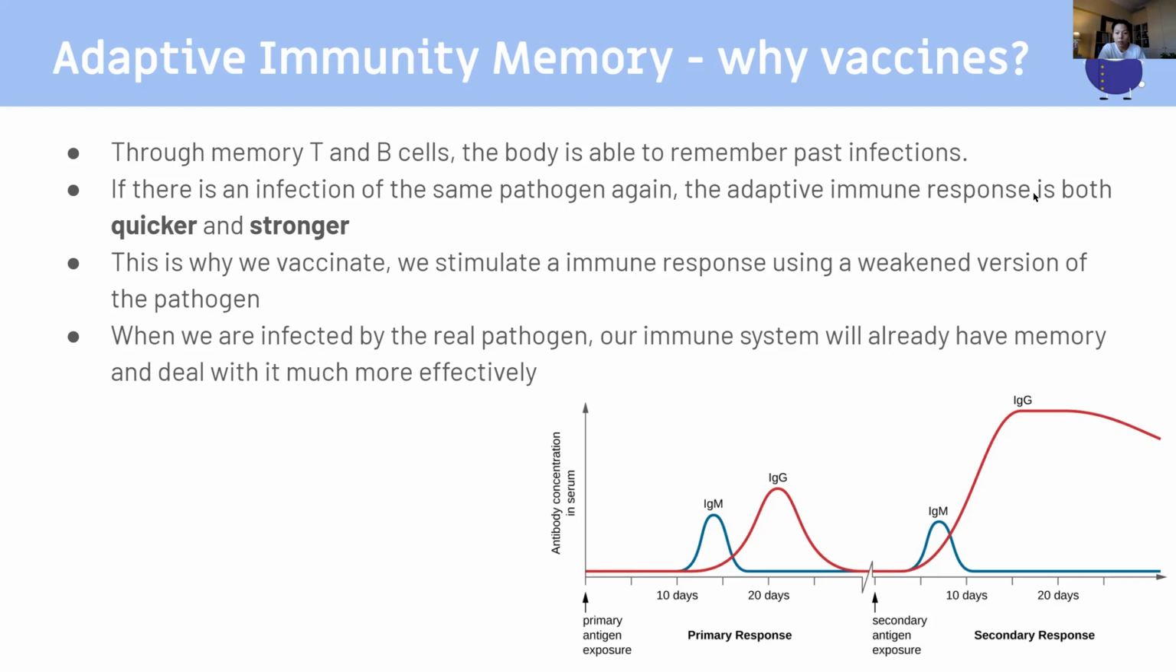We stimulate an immune response using a weakened version of the pathogen. When we are infected by the real pathogen, our immune system will already have memory and deal with it much more effectively. That's because our secondary immune response is both much quicker and stronger.